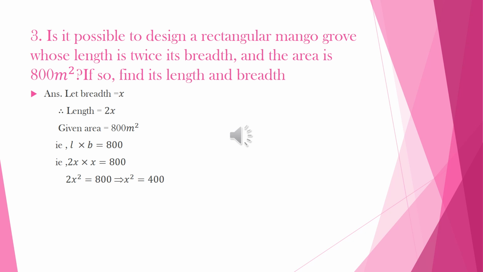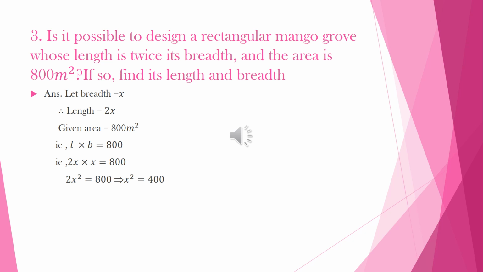Question number 3. Is it possible to design a rectangular mango grove whose length is twice its breadth and area is 800 meters square? If so, find its length and breadth. Here the length and breadth both are missing, but we can see a clue is given: length is twice its breadth. So let us assume breadth is equal to x. Therefore, length will be 2x.